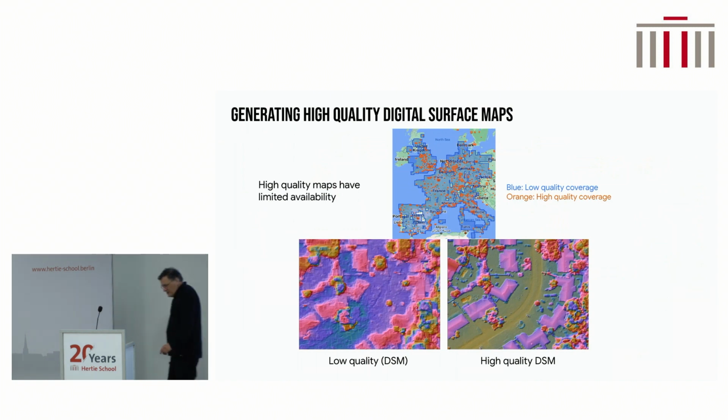So AI to the rescue! You can learn to map the low quality DSM into the high quality DSM. That's what we did. We had a very nice architecture called a UNet, I highly recommend it, which took both.